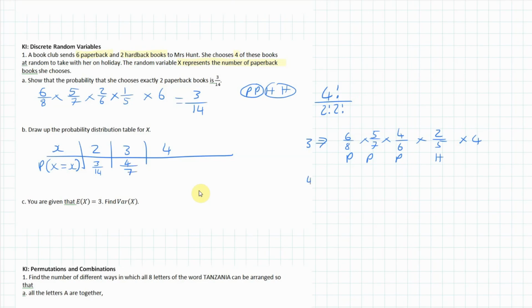Then last of all, if we go for 4, there's only one way we can do that, and we've got to get every one a paperback. So 6/8 times 5/7 times 4/6 times 3/5. And when I do that, I'm getting 3/14 for this.